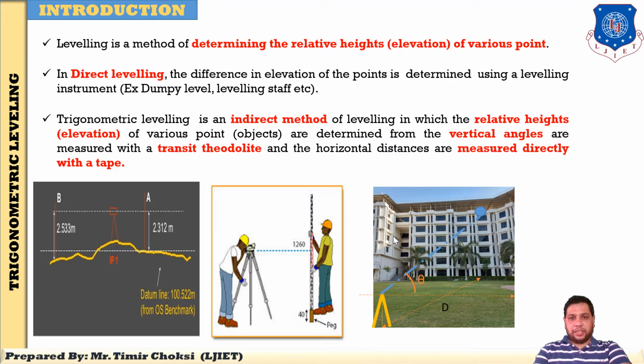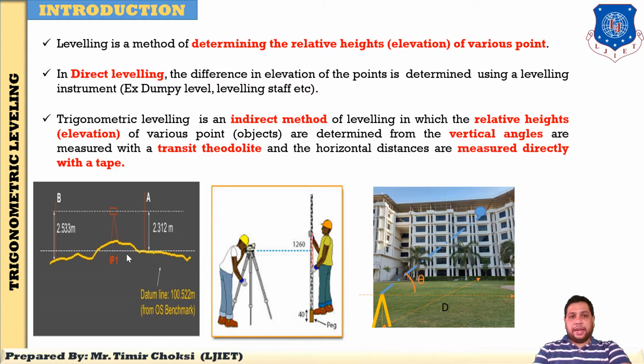Let me repeat this definition. Trigonometric leveling is an indirect method of leveling in which the relative heights of various objects or points are found from vertical angles measured with an instrument called a transit theodolite, and the horizontal distances are measured with the tape. So this is our definition of trigonometric leveling.